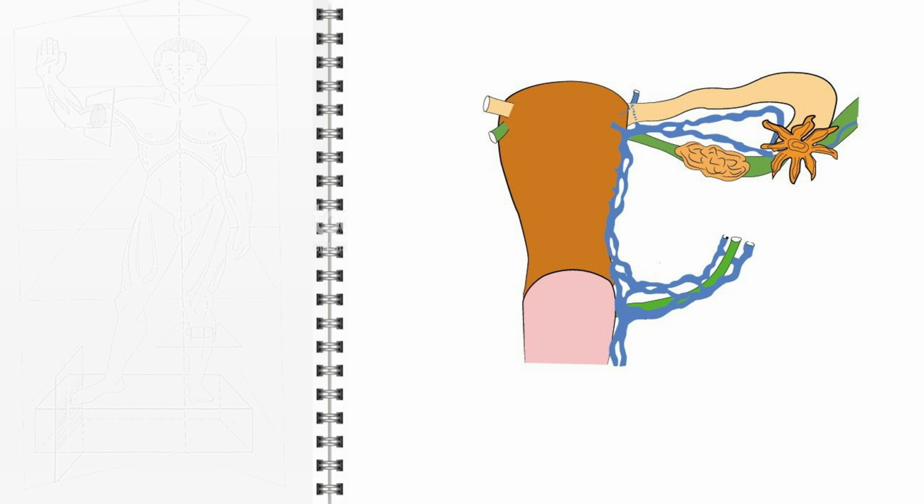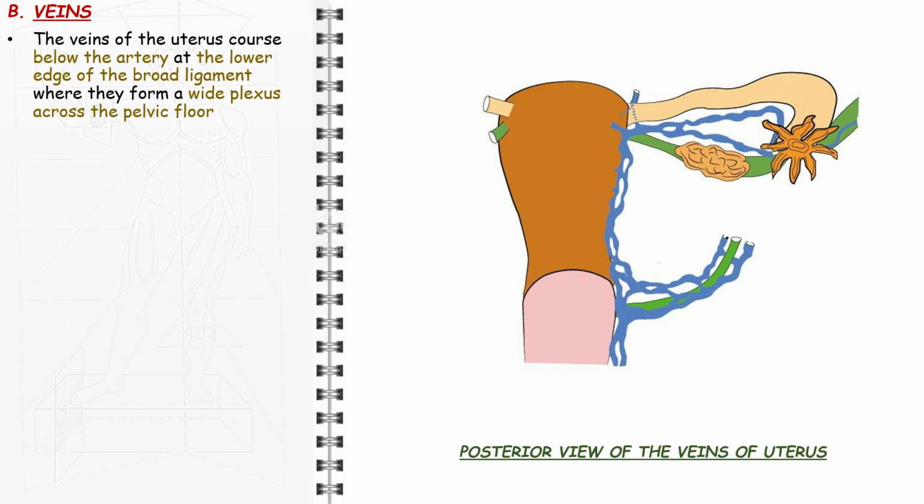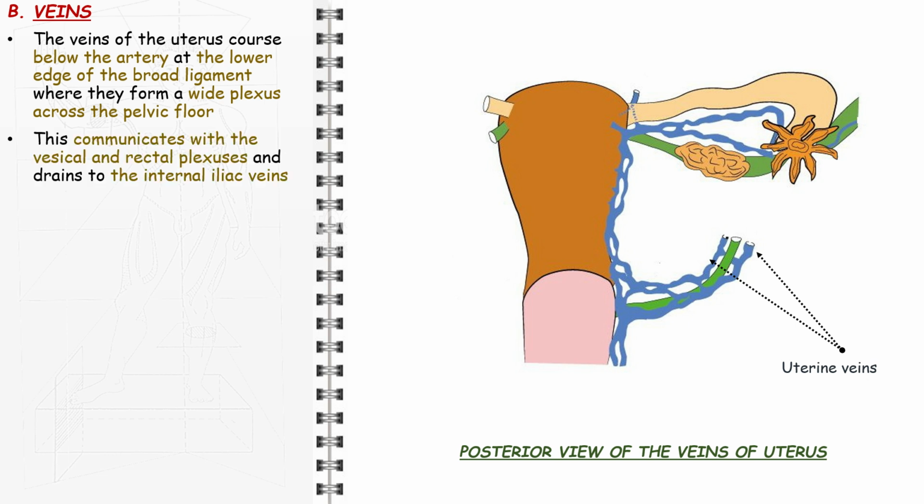The veins of the uterus course below and behind the artery at the lower edge of the broad ligament, where they form a wide plexus across the pelvic floor. This communicates with the vesical and rectal plexuses and drains to the internal iliac veins. The tubal veins join the ovarian veins.